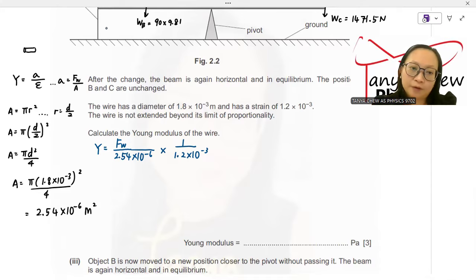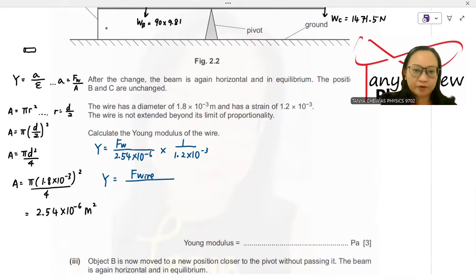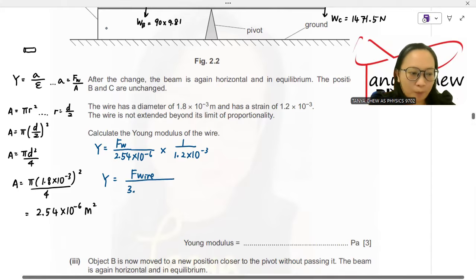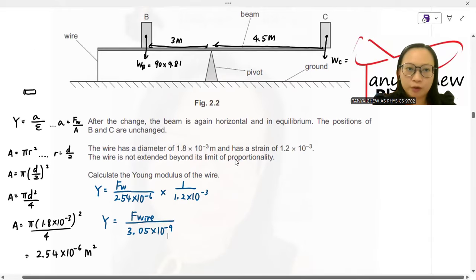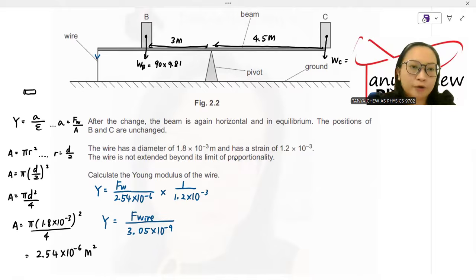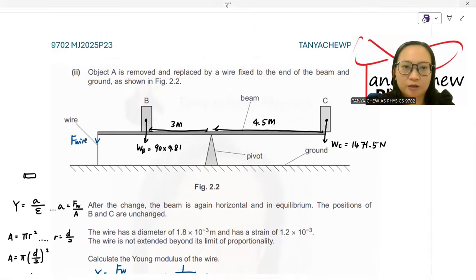Now I don't have the force from the wire. I need to find the force from the wire first in order to get the value of Young modulus. But I try to simplify here: force of the wire over 2.54 times 10 to the power negative 6 times 1.2 times 10 to the power negative 3. Here I got 3.05 times 10 to the power negative 9. I leave it first. I'm going to use the principle of moments because the beam is horizontal. This is the force on the wire. Again, repeat the same process like what I did in the first part.